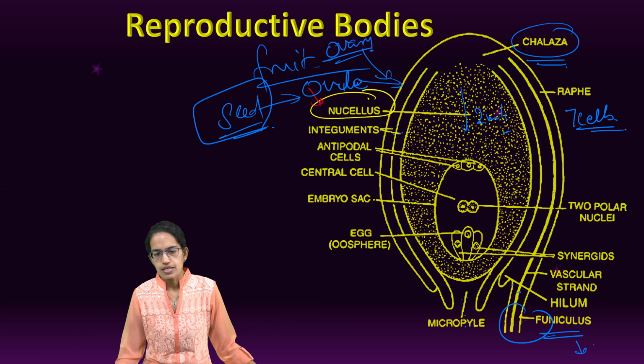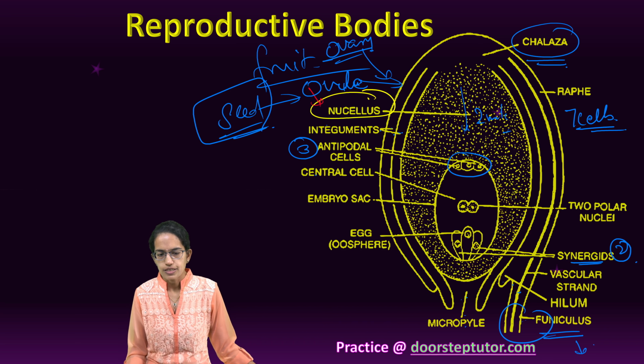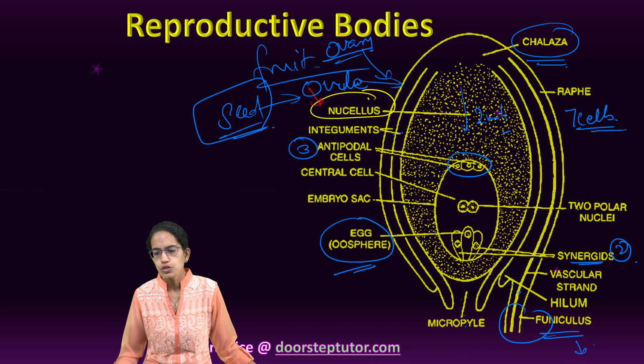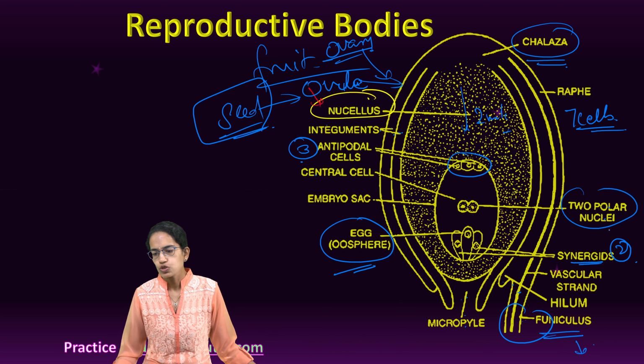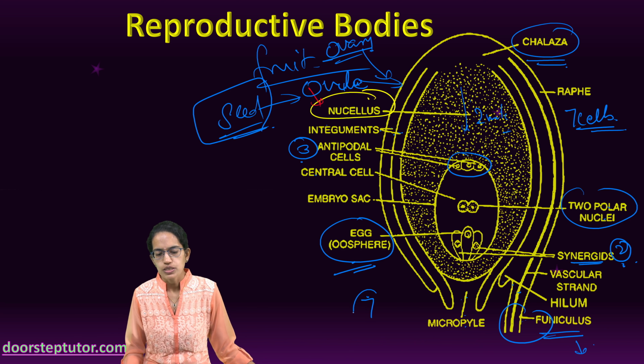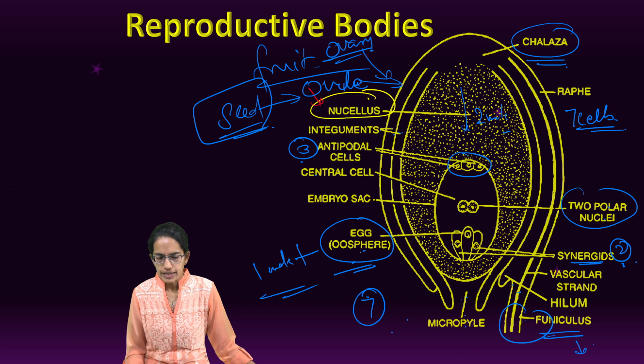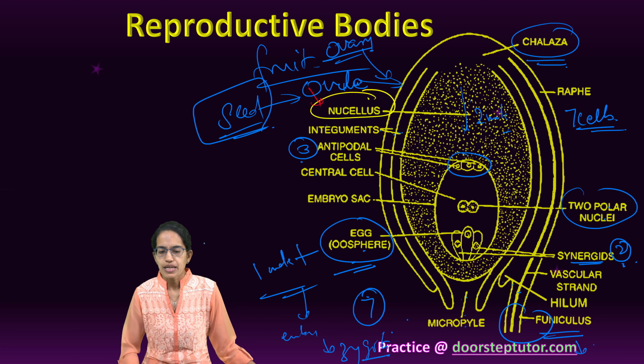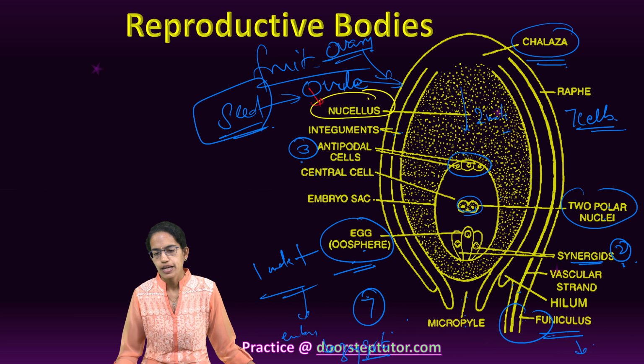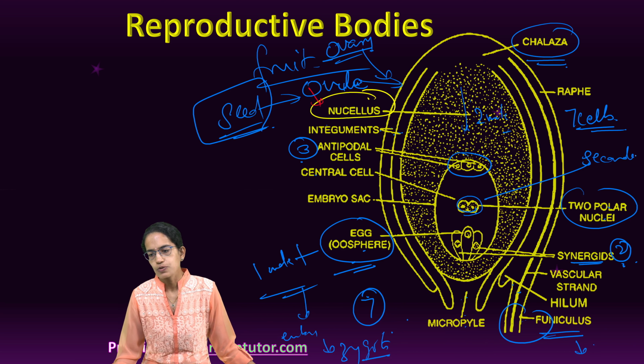What are those 7 cells? Very, very important. 3 of the cells are known as antipodal cells. 2 of the cells are known as synergid cells. There is 1 egg or oosphere and 2 polar nuclei. So 3 plus 2 plus 2 plus 1 gives a total of 8 nuclei, 7 cells. Now, 1 male gamete fuses with the egg here, and this leads to the formation of the embryo and finally the formation of the zygote. The other male gamete fuses with the 2 polar nuclei, which are called the secondary nucleus, and helps in the formation of what? Endosperm.